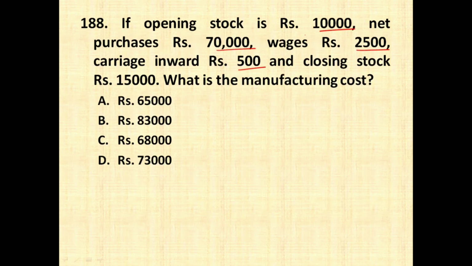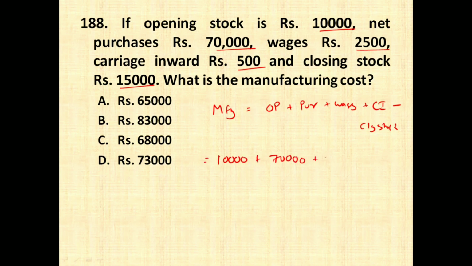If the opening stock is rupees 10,000, purchases rupees 70,000, wages rupees 2,500 and carriage inward rupees 500, closing stock rupees 15,000, what is the manufacturing cost? The formula for manufacturing cost is opening stock plus purchase value plus wages plus carriage inward minus closing stock. So opening stock is 10,000 plus purchases is 70,000. So 10 plus 70, 80,000. 80,000 plus 2,500, 82,500 plus 500 is going to be 83,000 minus closing stock 15,000. So 83 minus 15 is going to be 68,000 rupees, which is the answer for manufacturing cost.